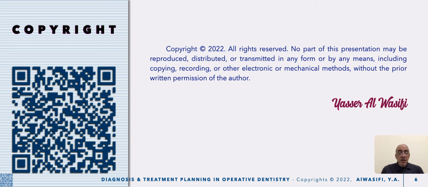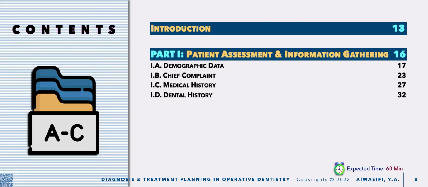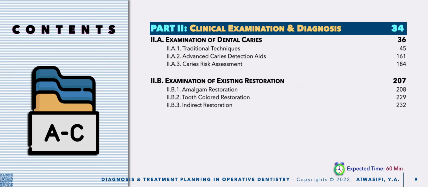In this episode, we will continue our purpose to design the roadmap for proper treatment planning by properly diagnosing the non-carious tooth defects or other developmental tooth defects. In the first part, we already discussed patient assessment and information gathering. Then we come forward for clinical examination and diagnosis. We already finished in 3 episodes the diagnosis of dental caries, including traditional techniques and advanced caries detection aids.